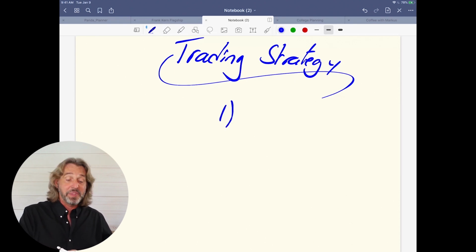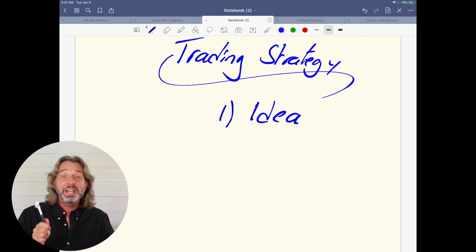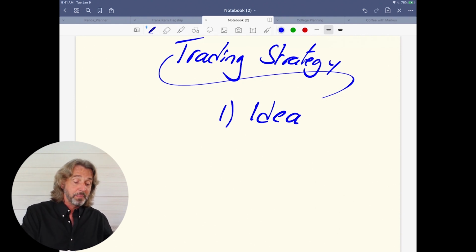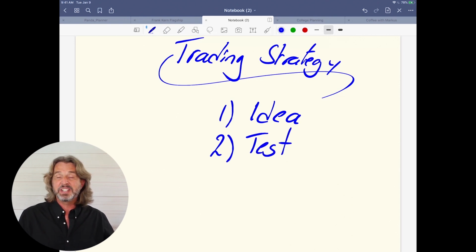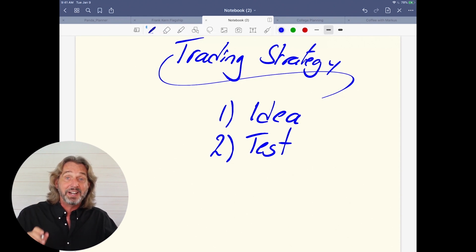First, I come up with an idea. I come up with a trading idea where I said, you know what? This might actually work. Then, of course, I have to test this idea and see, is this idea making sense at all? And I'm going to show you exactly how I test a trading idea.